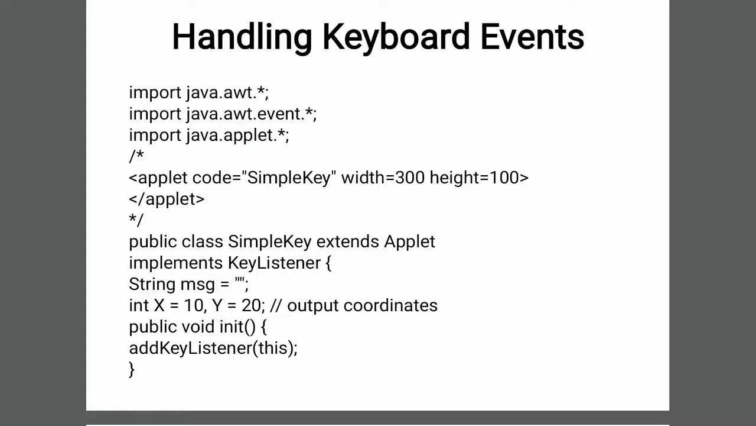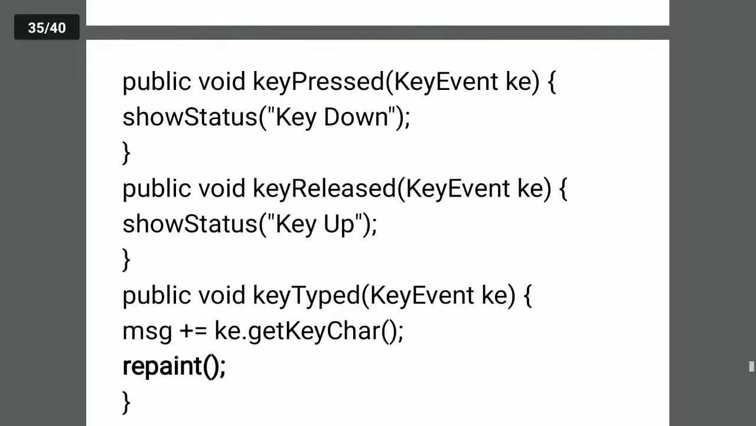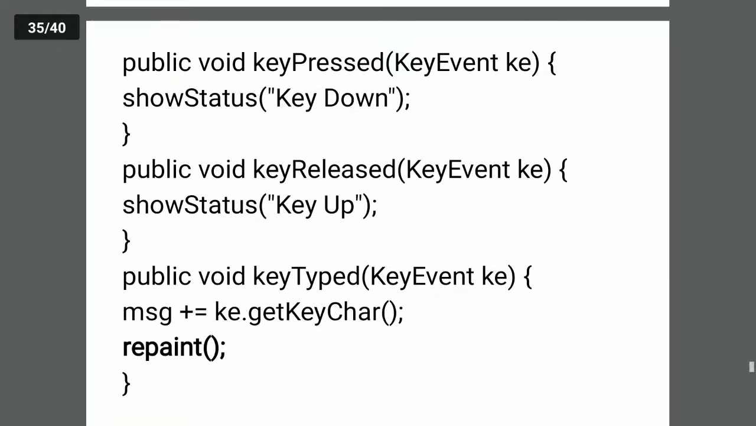Under this you need to register the key events. Here three events are implemented: keyPressed, keyReleased, and keyTyped. Some of the methods are shown in the status window. The status window is nothing but the bottom part of the applet window. drawString will display the content in the applet window, while showStatus will display the content in the status window.